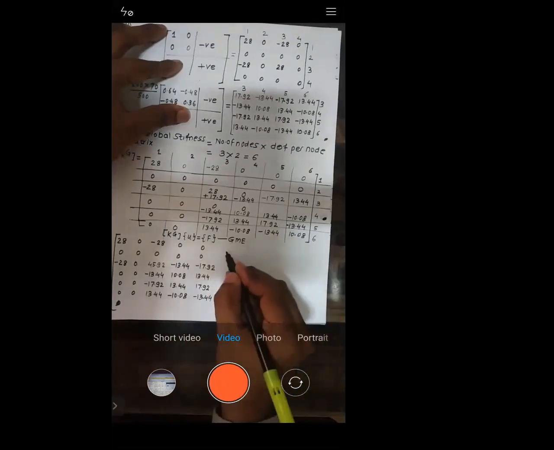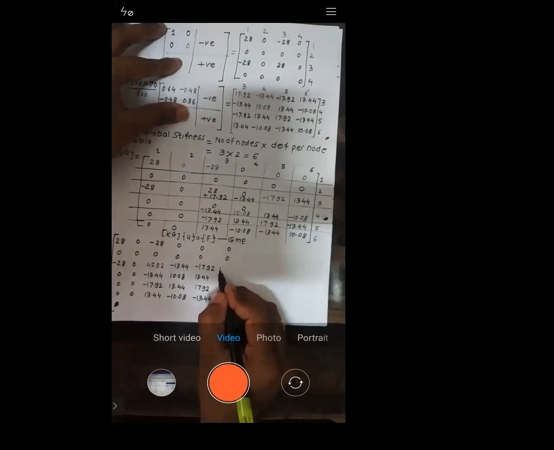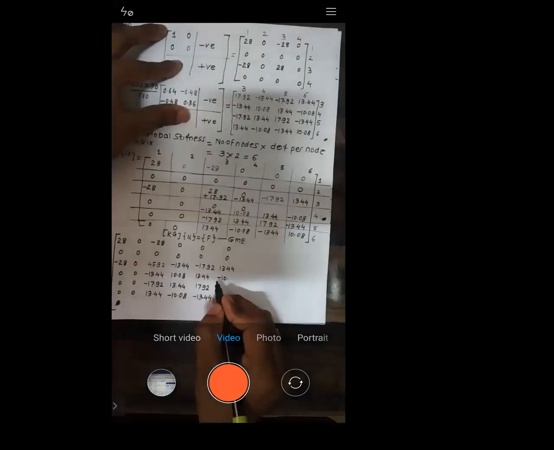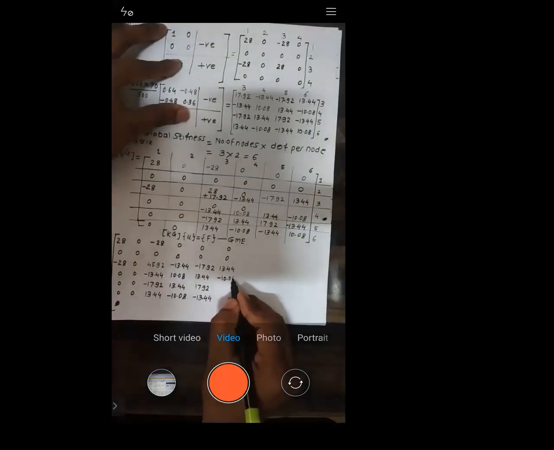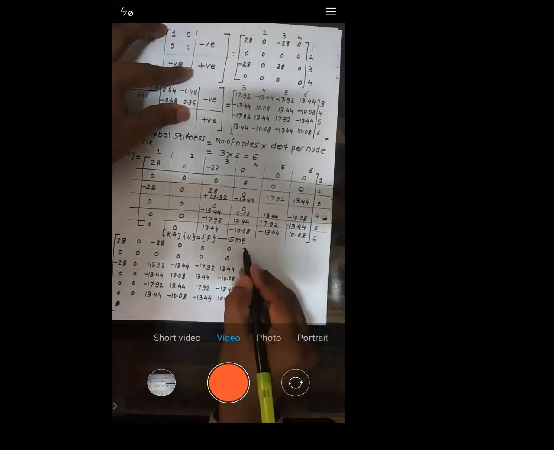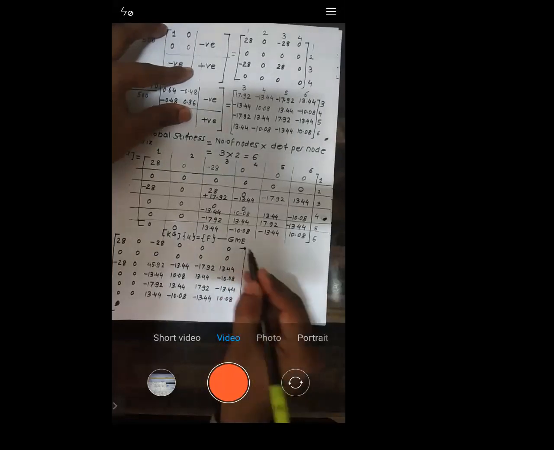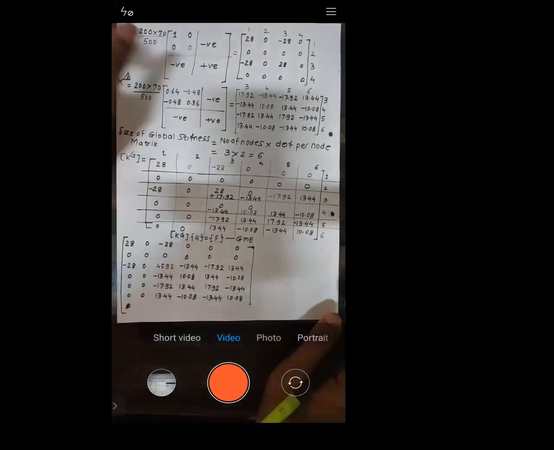Then we need to go for the 6th column: 0, 0, 13.44, minus 10.08, then minus 13.44 and 10.08. Is it okay with this one or not? Let me know.